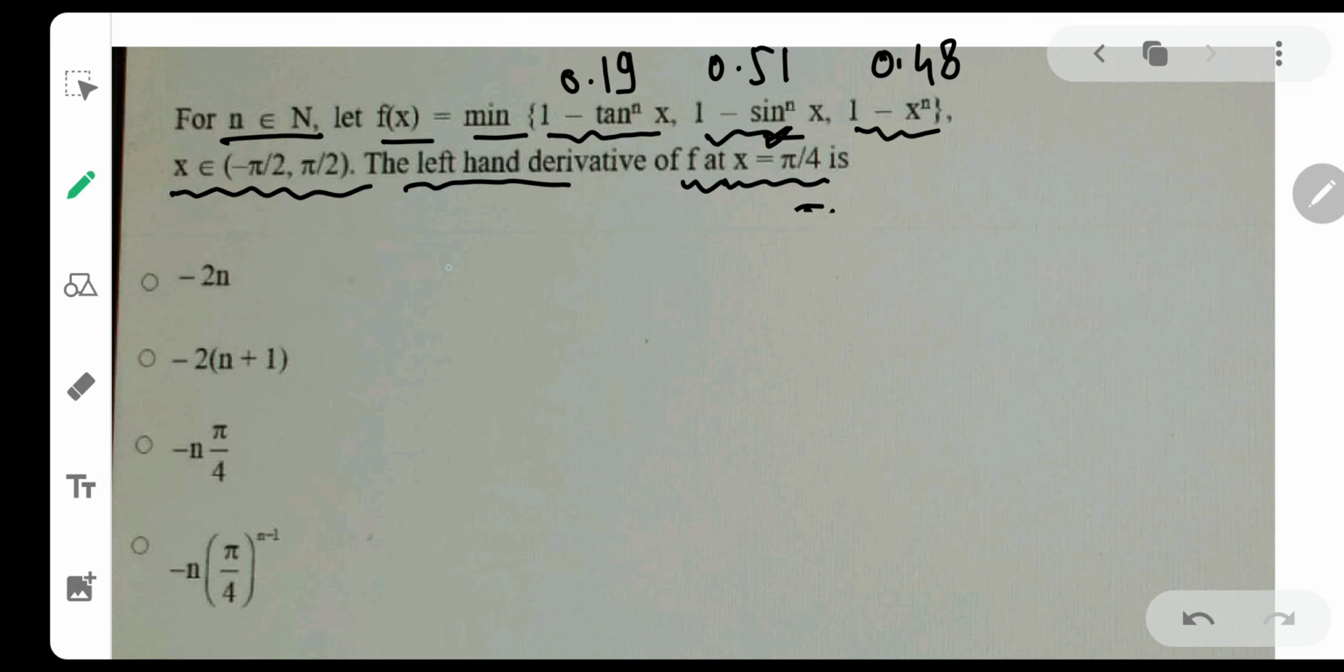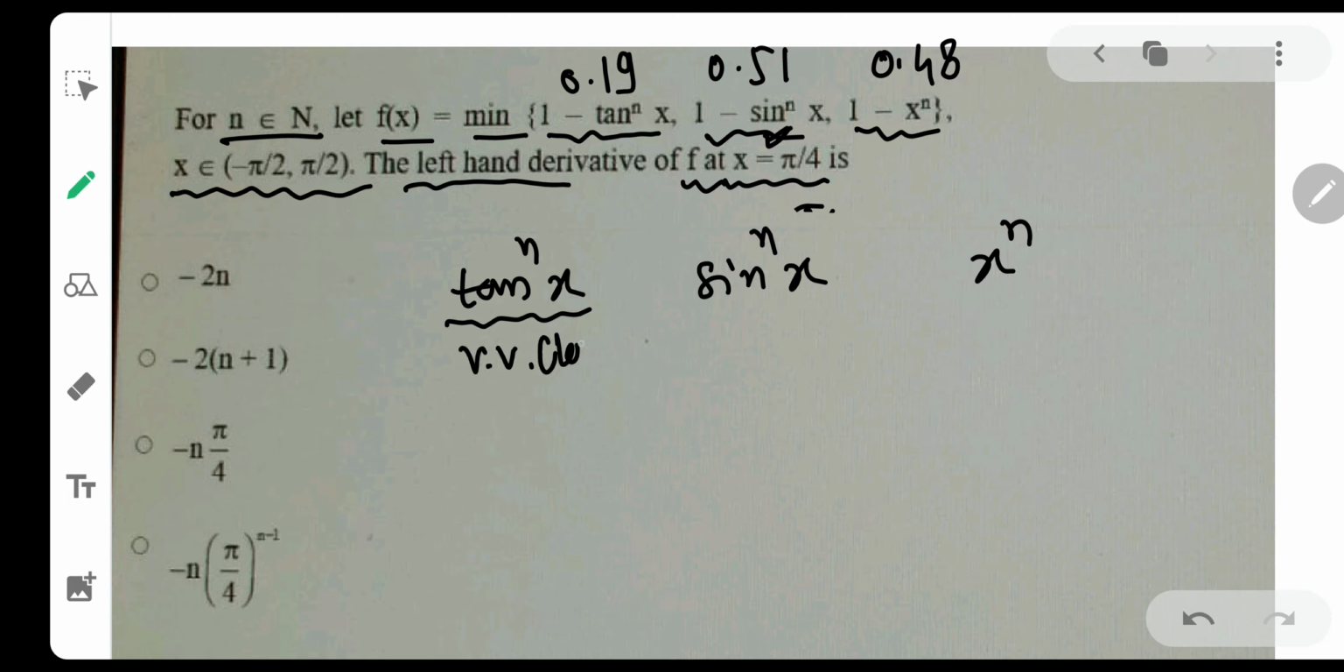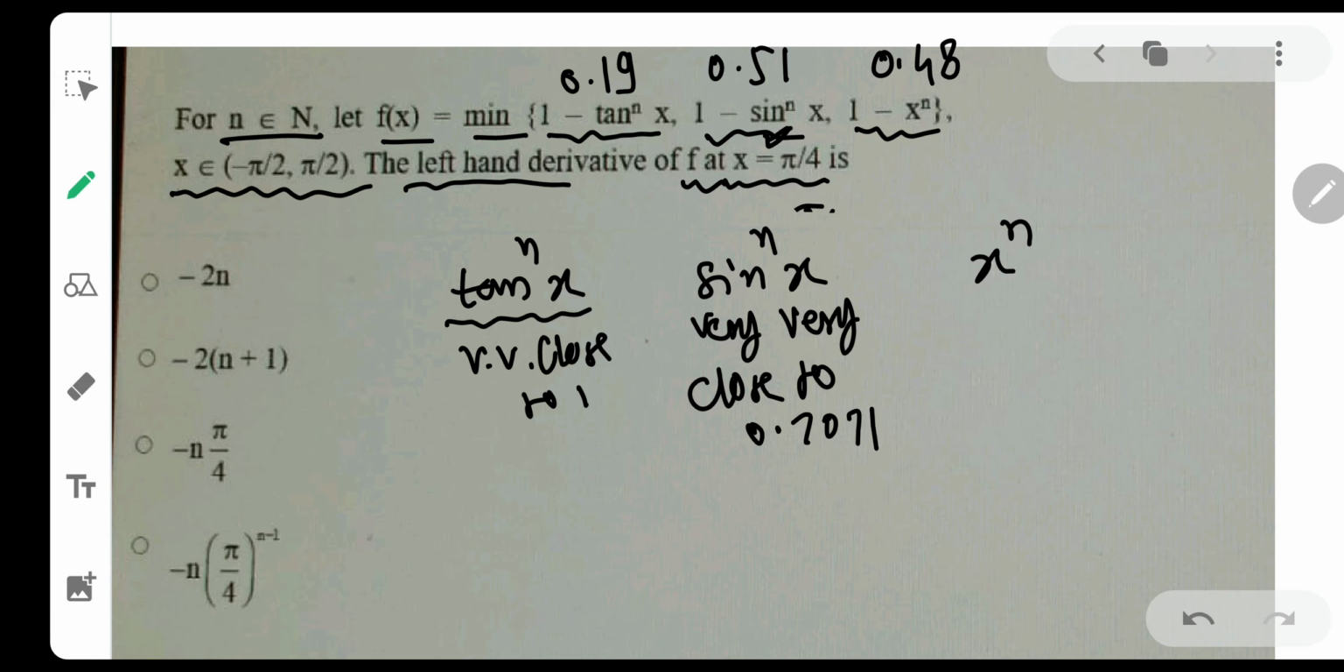Okay, so let me say tan raised to nx, sin raised to nx, and x raised to n. So tan raised to nx is a value which is very close to 1. Very close to 1. Okay, and x raised to n and sin raised to n, so this value is very close to 0.7071, because it will be 1 by root 2 raised to n. Okay, I'm just moving out the n's.